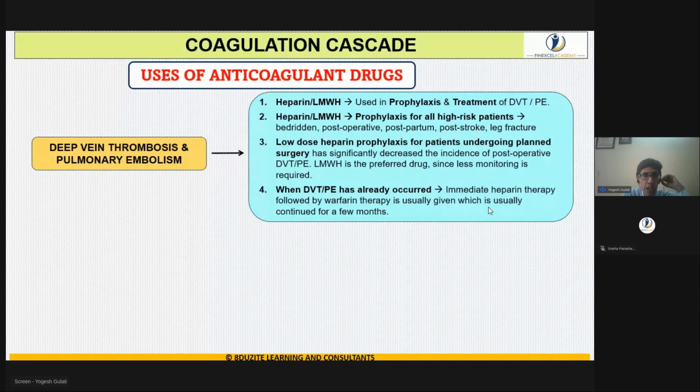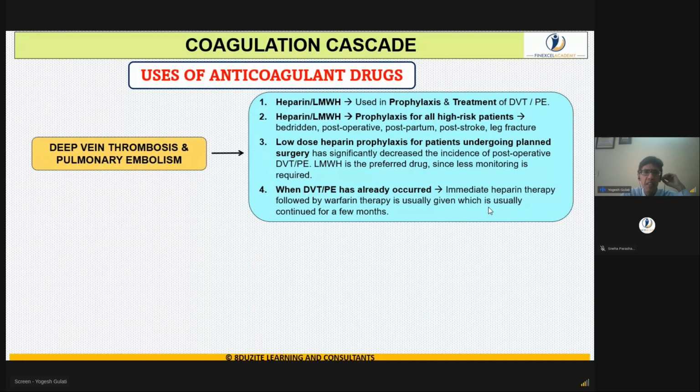Heparin and low molecular weight heparin is given for prophylaxis of DVT and PE for all high risk patients. So which are those high risk patients? Those who are bedridden. We all know that if a person keeps on lying down, there is no movement, there is an increased chance of blood coagulating. Blood circulation decreases, and slowly clotting starts at times. So any bedridden patient who is not moving has a very high chance of clot formation, and then thrombus, and then embolism, which is a big complication.